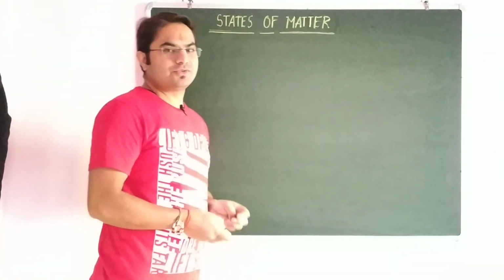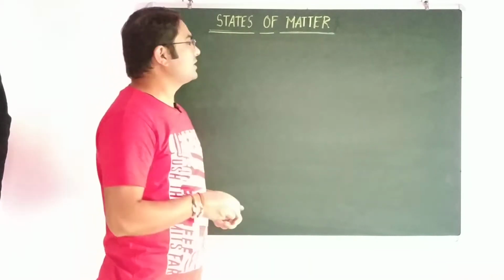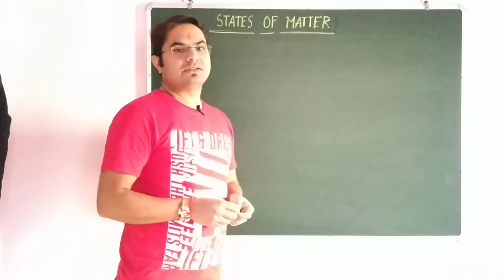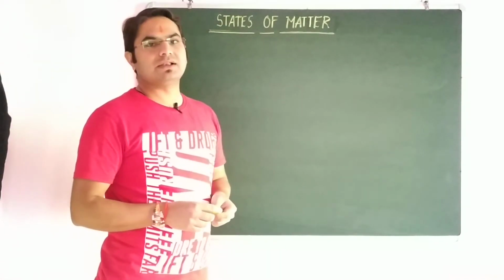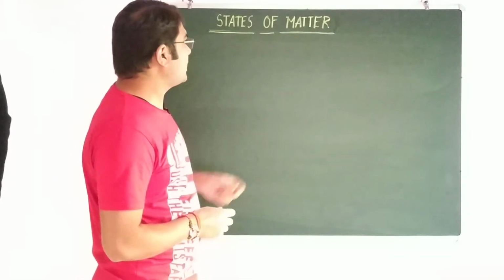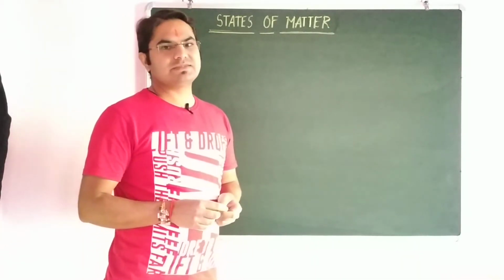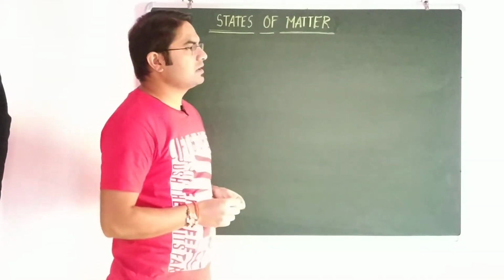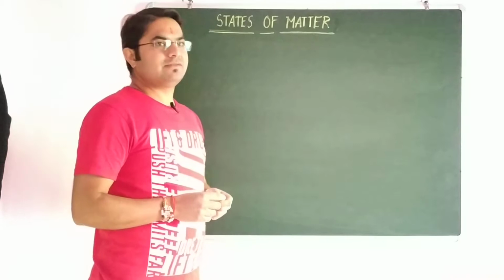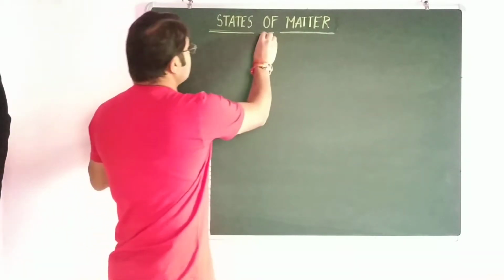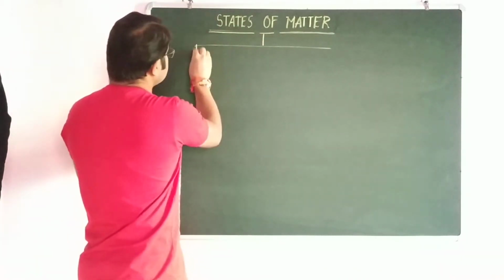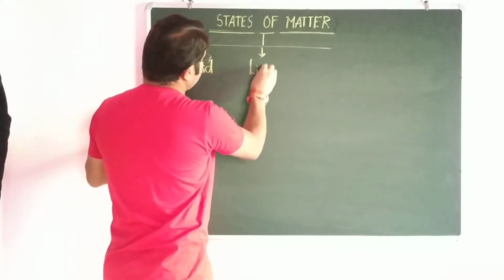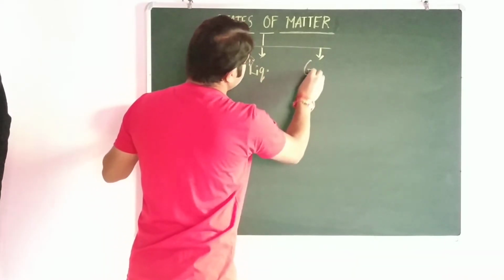Hello students, today I will tell you the new chapter, that is states of matter. So basically we deal with three states of matter, that is solid, liquid and gas, and apart from that there are two more states, that is plasma state and BEC, that is Bose-Einstein condensate. So out of these five states, basically we deal with three states, that is solid state, liquid state and gaseous state.